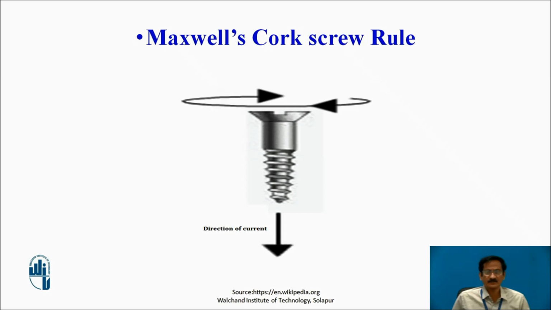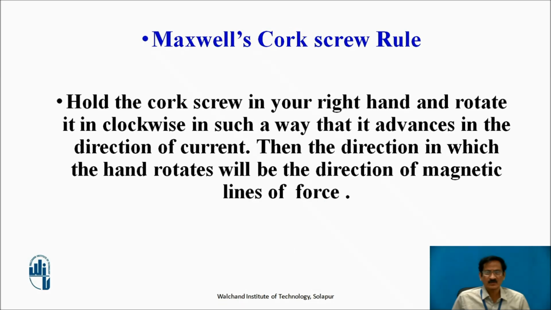Here, Maxwell's corkscrew rule: if we rotate the screw in the clockwise direction such that the advancement of the screw indicates the direction of the current, then the direction of rotation of the screw will indicate the direction of the magnetic flux, which has been mentioned over here.